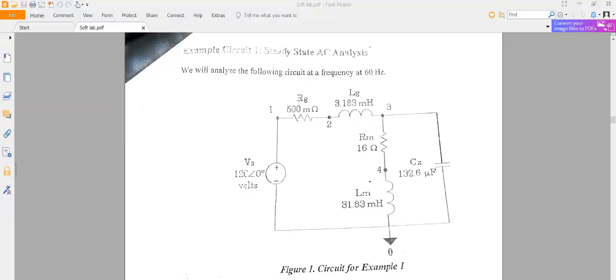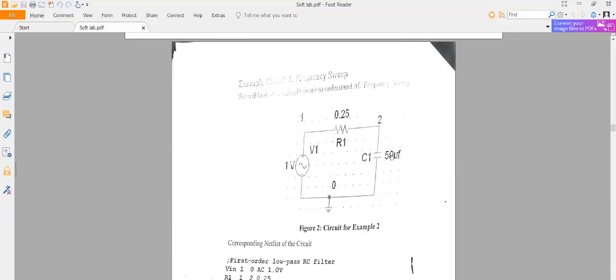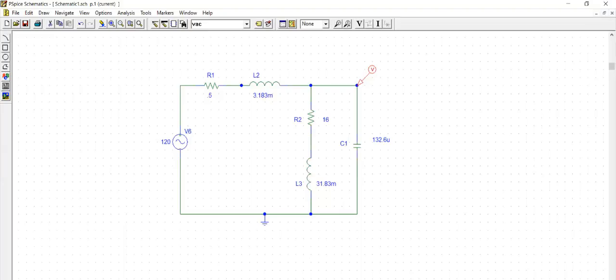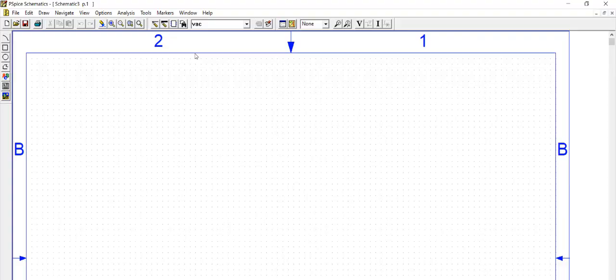Now for the next part, we are given a circuit here and we have to do a frequency sweep and also determine what type of filter this is. So for this, let's take a new file and draw the circuit. Now we have to do a frequency sweep here, so we have to select VAC. And let's take ground.